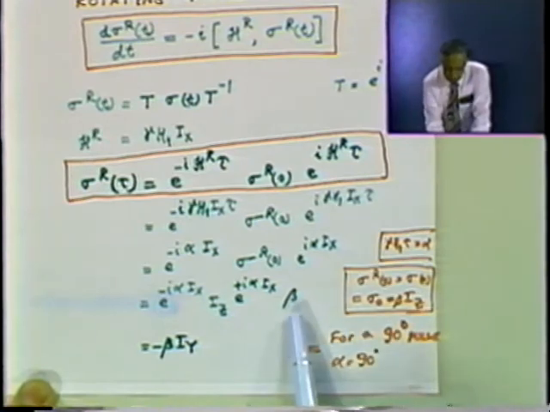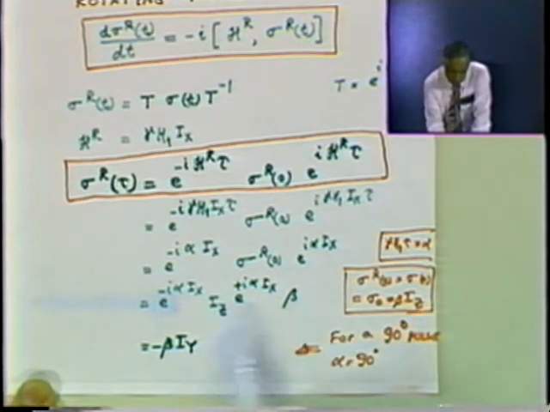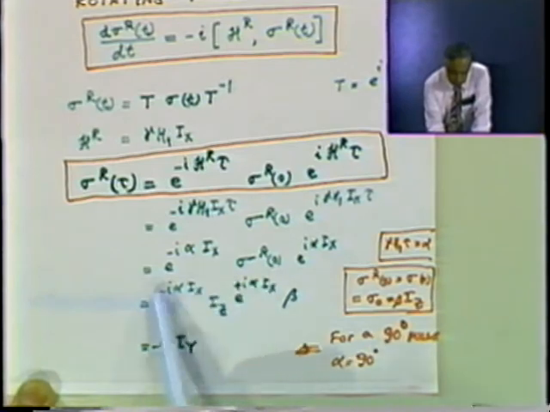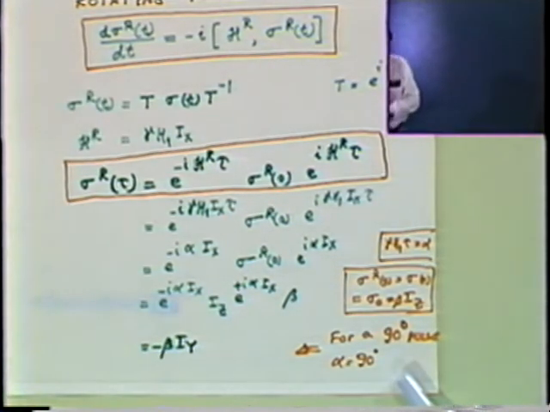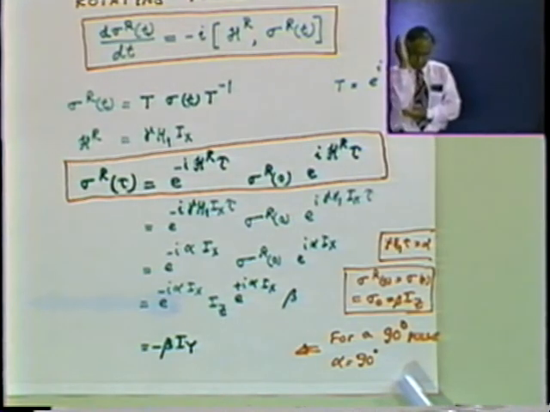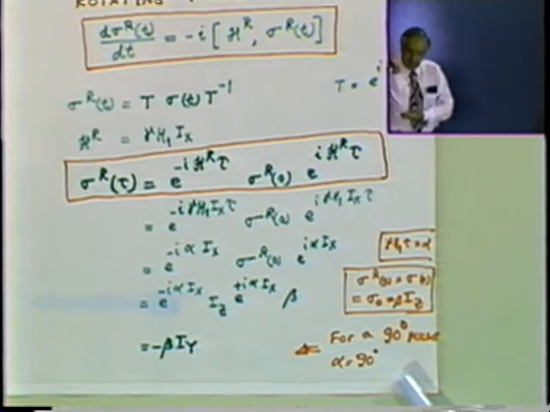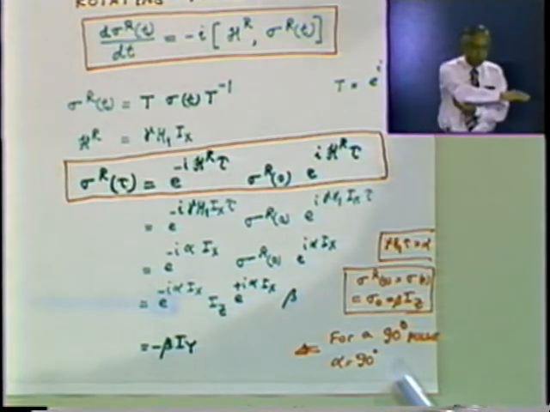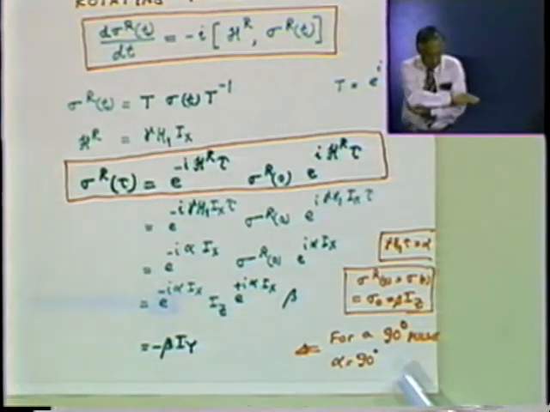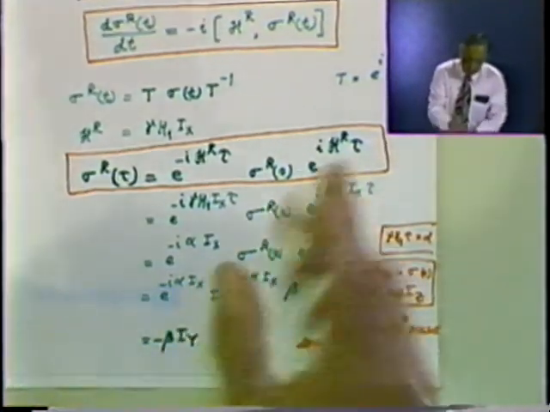And beta is a number, it's not an operator, I can take it out anywhere I like. And so I have this quantity which says that the operator Iz is transformed by a pulse of angle alpha along the x-axis. And this is the simplest statement, that if alpha is equal to 90 degrees, then we get Iz transformed to Ix or Iy, depending upon the pulse being along the x-axis, so it goes to Iy.